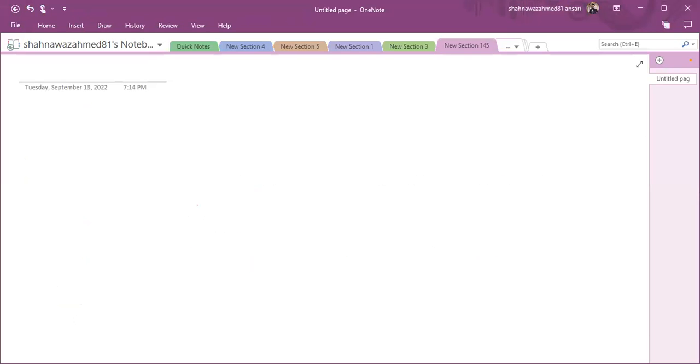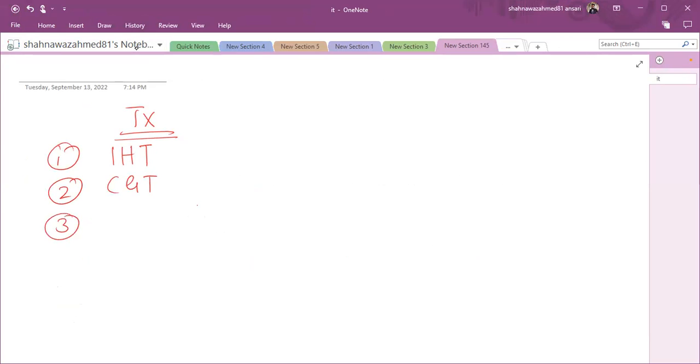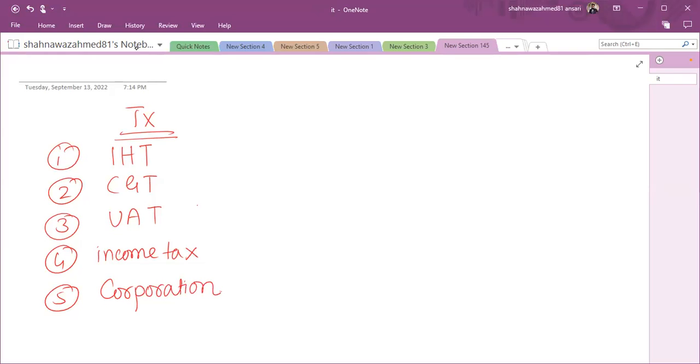Now, the previous syllabus, that was taxation, had five topics. First one, IHT, inheritance tax. Second one was CGT, capital gains tax. Third, value added tax. Fourth one was a big one, that is income tax. And fifth one was corporation tax. In advanced taxation, all these are part of this ATX syllabus.